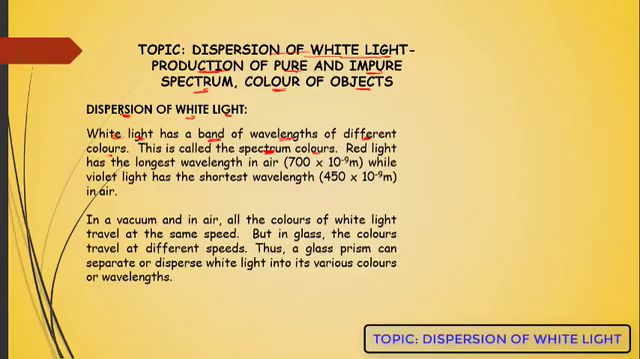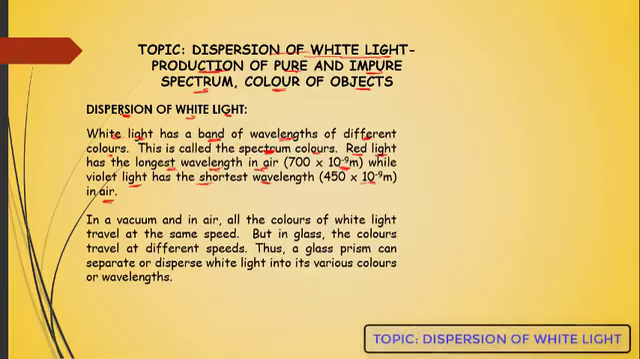Now, we have red. Red is the one that has the longest wavelength in air. Red can have wavelengths as long as 700 times 10 raised to the power minus 9 meters, while the color with the shortest wavelength is violet light. Violet light has the shortest wavelength of about 450 times 10 raised to the power minus 9 meters in air.